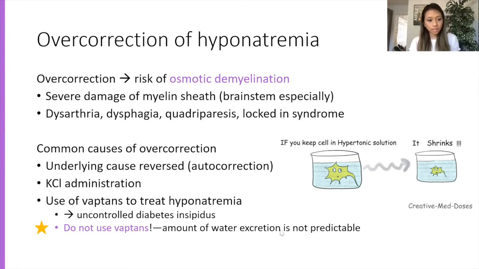You'll also see this if someone uses Vaptans to treat hyponatremia. This leads to uncontrolled diuresis. Basically, do not use Vaptans across the board. It's a no-no. You don't know how much water the patient is going to excrete. And just to track back, Vaptans are vasopressin receptor inhibitors. So just don't use that in hyponatremia. It's very unpredictable, and it's bad. It's not going to be the answer on an exam either. Next.